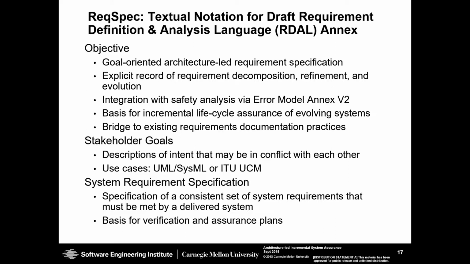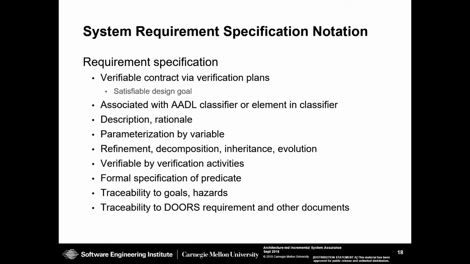And so this is what the system requirement specification part is about: a consistent set of system requirements that must be met by a delivered system. And the way we show that they can be met is by doing continuous verification through assurance plans. So it becomes a verifiable contract recorded in verification, expressed through verification plans. It's associated with an ADL classifier or an element within a classifier.